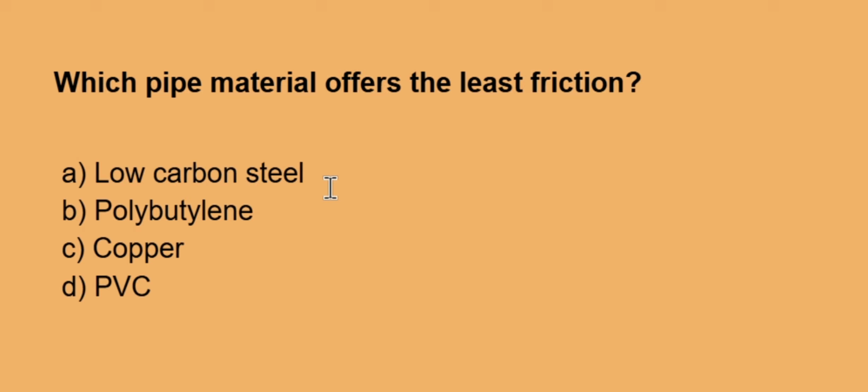Okay, moving on. Which pipe material offers the least friction? A, LCS, low carbon steel. B, polybutylene. C, copper. Or D, PVC. The correct answer is B.